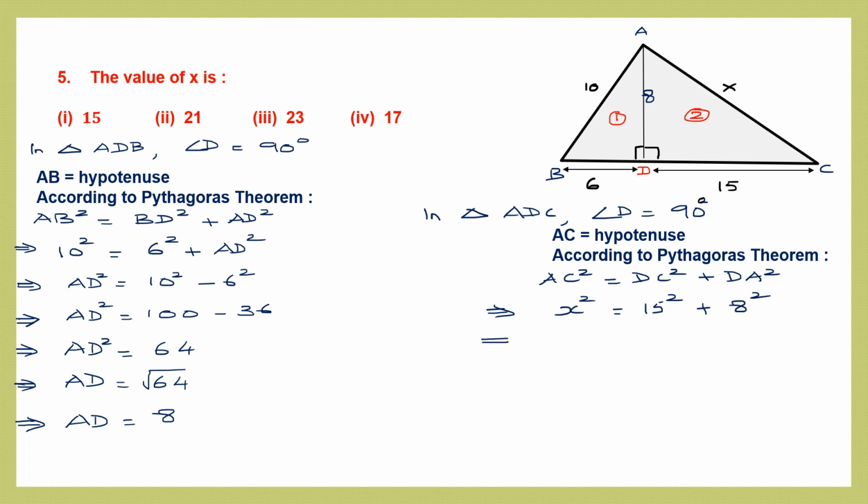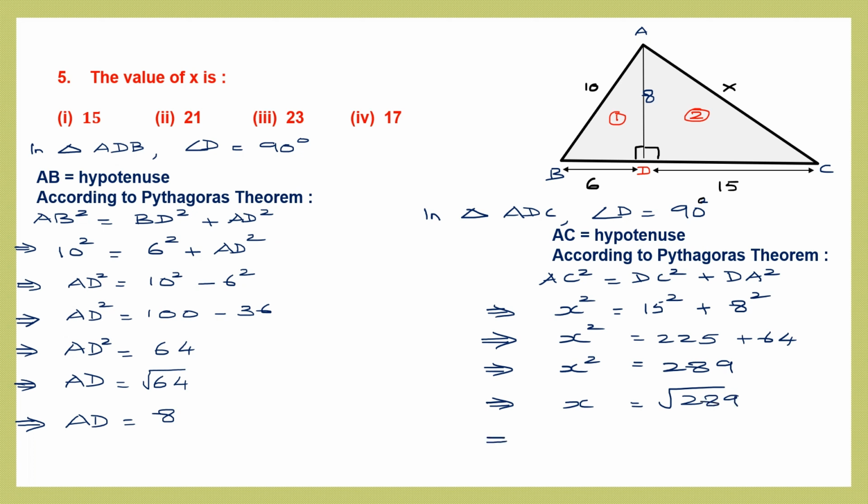So now let's simplify this. X square is equal to 225 plus 64. That means x square is equal to 289. Now, to find the value of x, we say x is equal to the square root of 289. And what is the square root of 289? It is 17.